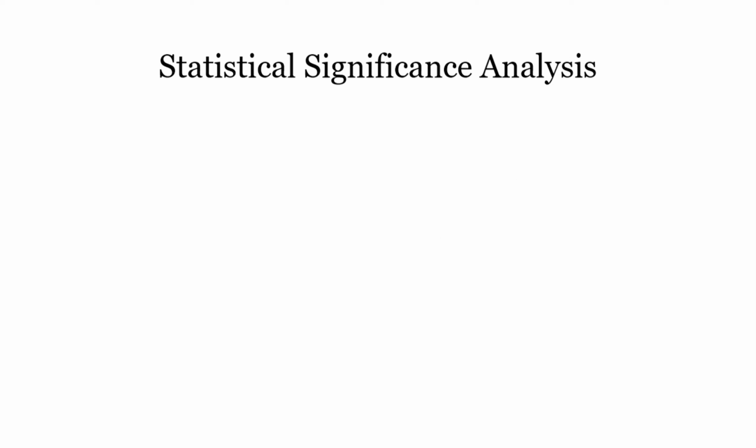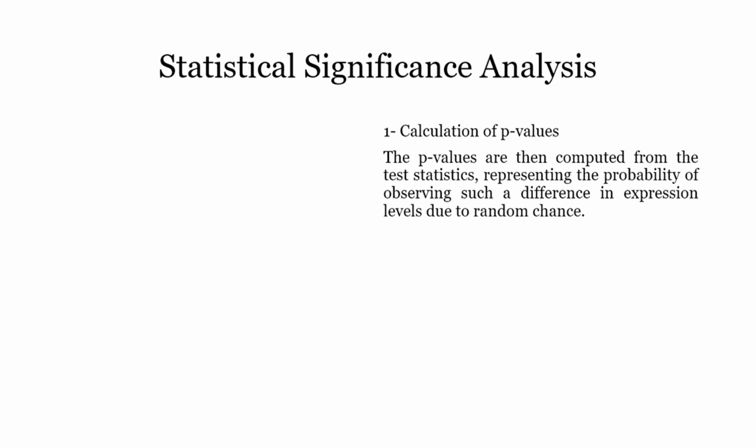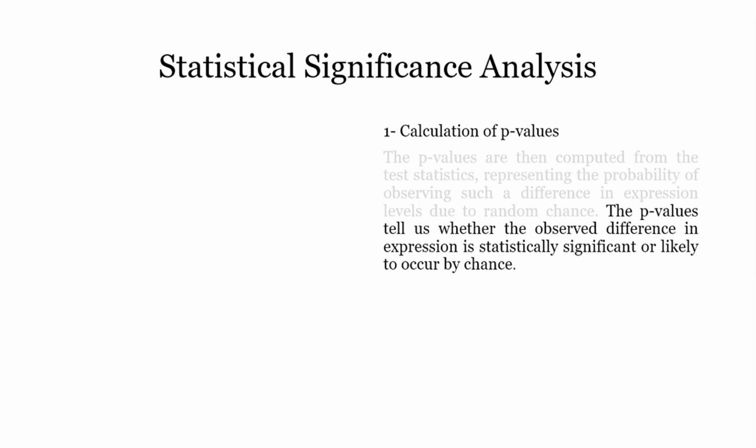And now, statistical significance analysis. Firstly, we calculate the p-values and then the adjusted p-values. For the p-values, they are computed from the test statistics, representing the probability of observing such a difference in expression levels due to random chance. The p-values tell us whether the observed difference in expression is statistically significant or likely to occur by chance.